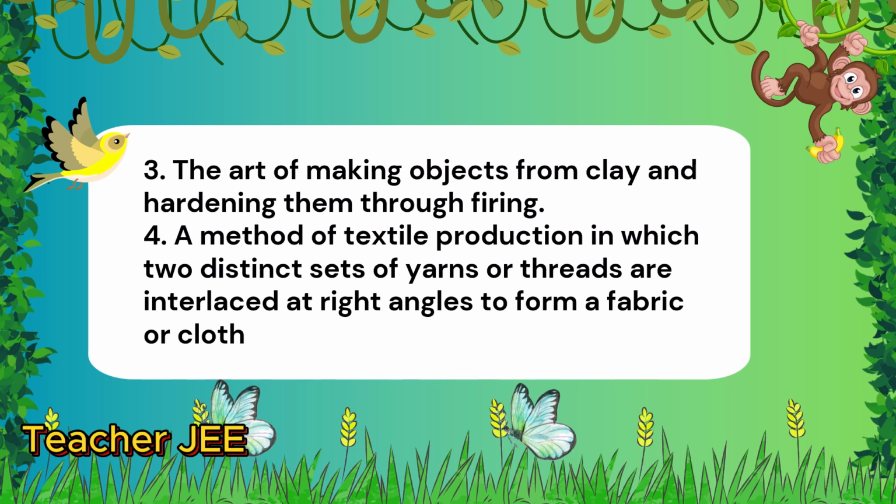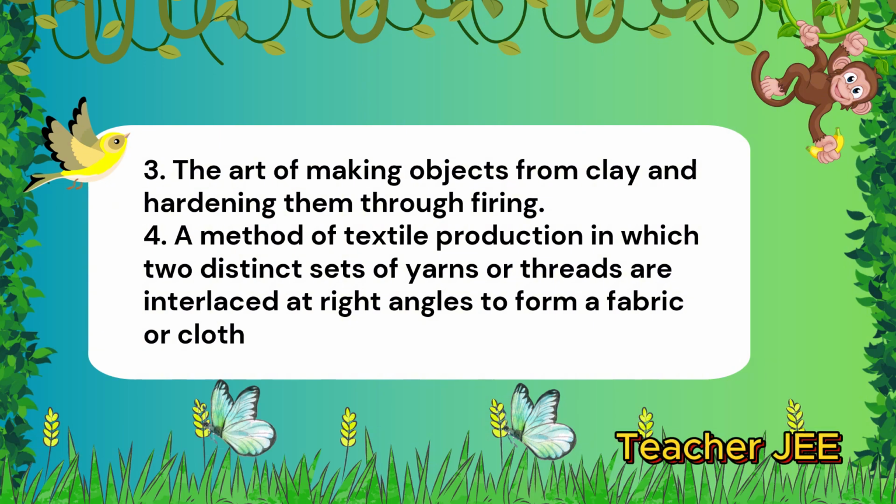The art of making objects from clay and hardening them through firing is also one of its examples. Number 4. A method of textile production in which 2 distinct sets of yarns and/or threads are interlaced at right angles to form the fabric or cloth.